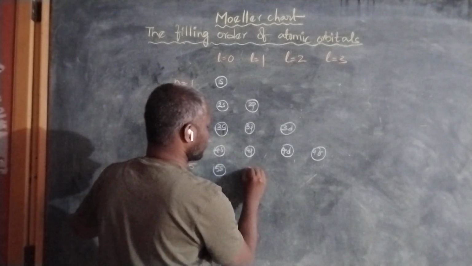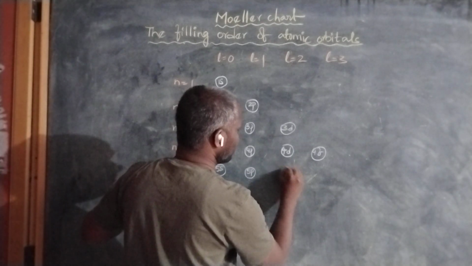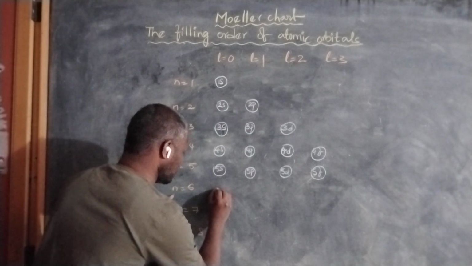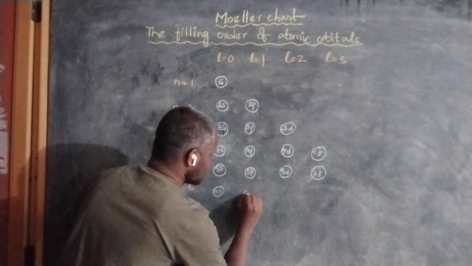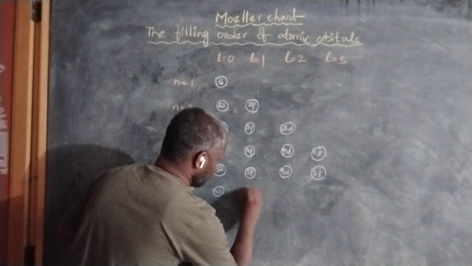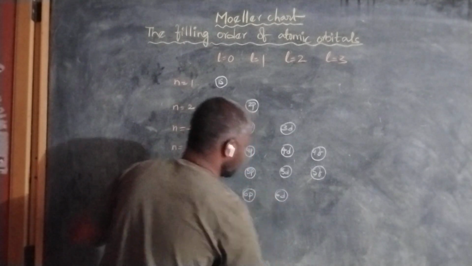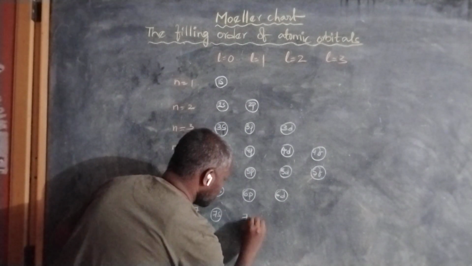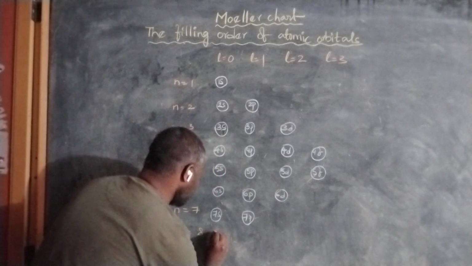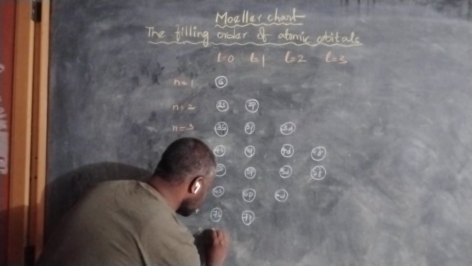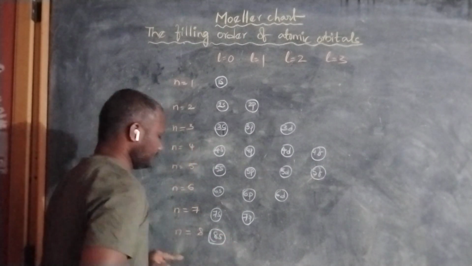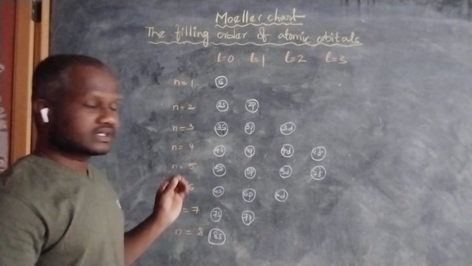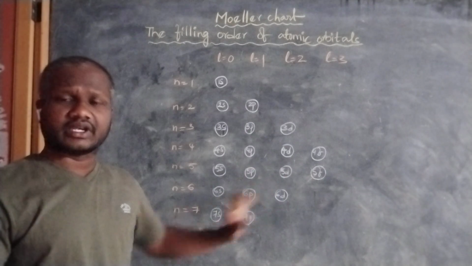Next n equal to 5: 5s, 5p, 5d, 5f. Next n equal to 6 means 6s, 6p, 6d. n equal to 7 means 7s, 7p, and 8 means 8s. So like this we have to mention the orbitals: s orbital, p orbital, d orbital, and f orbital.